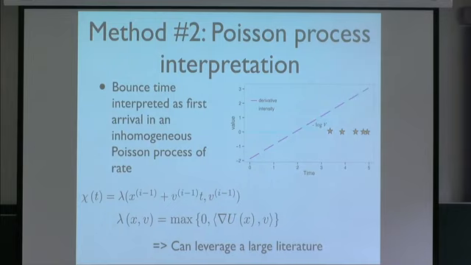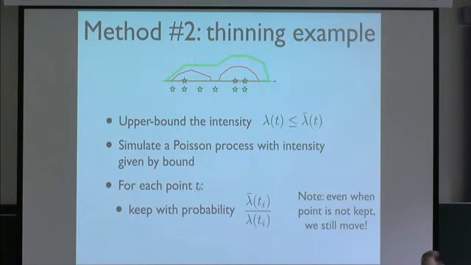Okay, so this is just from basic properties of Poisson processes. I'm going to simply build chi by evaluating lambda along that line, lambda being the max of the directional derivative truncated at 0. Okay? So this, of course, is not a result in itself, but what it says is that we can leverage results from simulation of inhomogeneous Poisson processes to help us with that simulation.